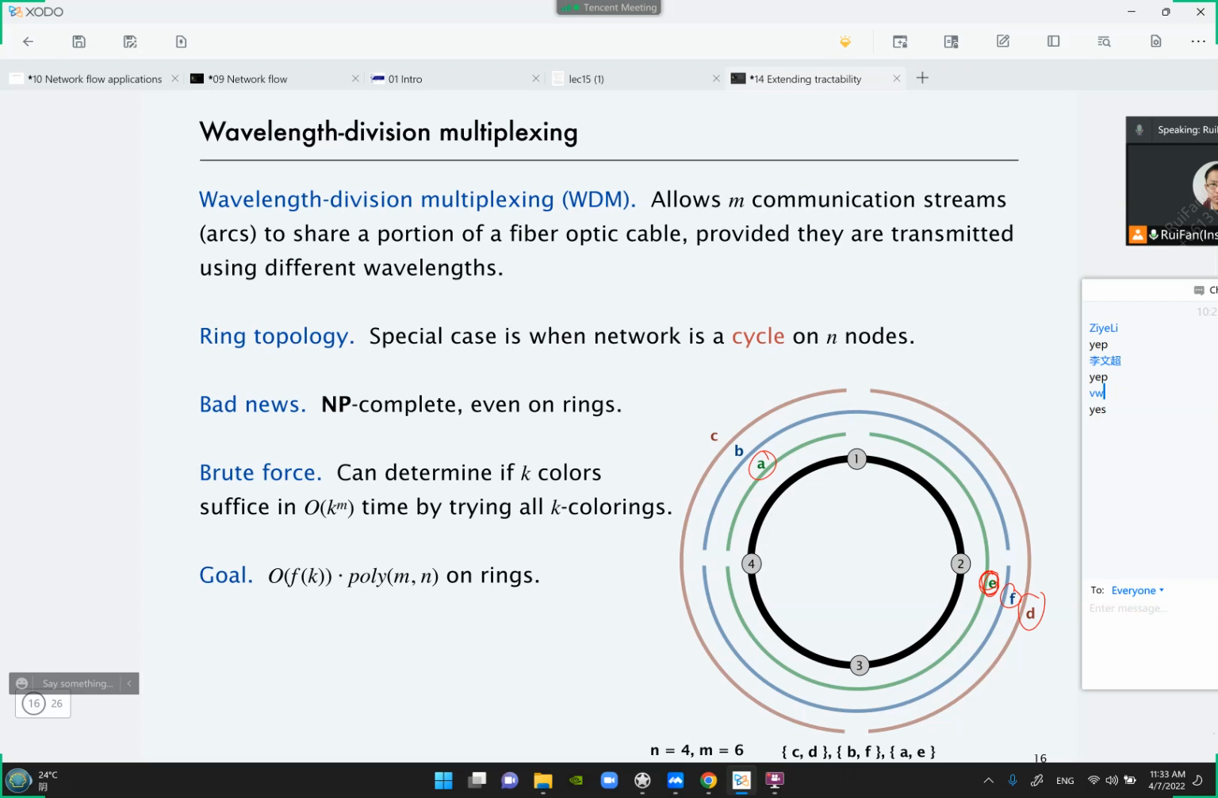And so now the problem we're trying to solve is that given a graph of this form, we're trying to give the minimum number of colors to all of these edges, with the requirement that if 2 edges overlap, you have to give them different colors.